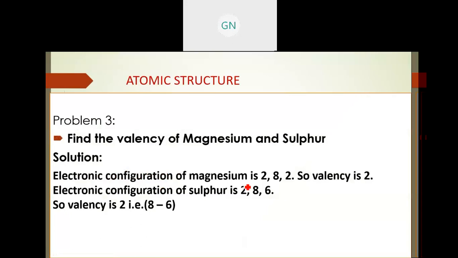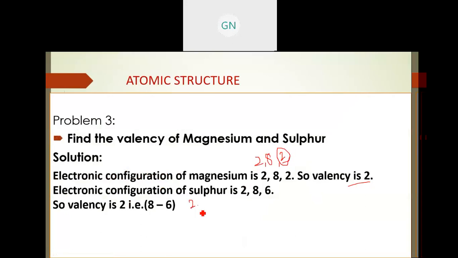Problem 3. Find the valency of magnesium and sulfur. Electronic configuration for magnesium. The atomic number of magnesium is 12. So we write 2, 8 and 2. So the valency is 2. The outermost shell has 2 electrons. So the valency is 2.